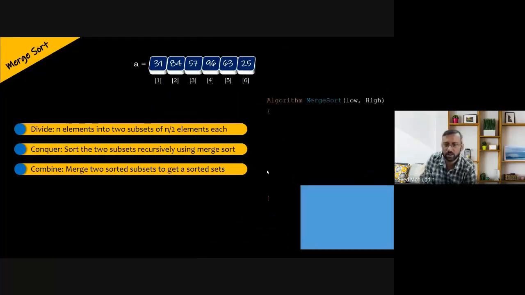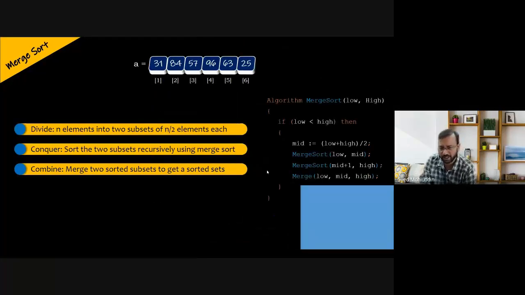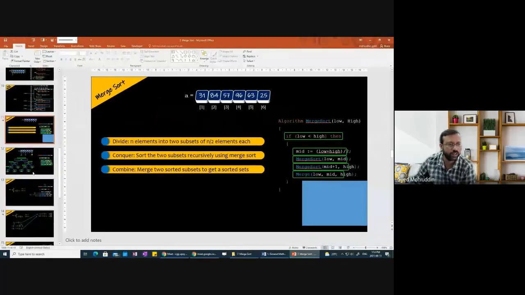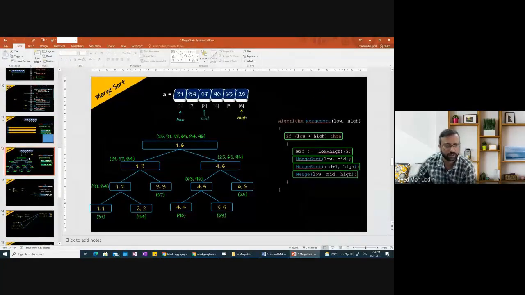Now let us look at the time complexity. Let us quickly solve the time complexity. This is the divide part. We divide it. We call merge sort, passing mid plus 1, then performing merge. Now let us quickly look at the time complexity of this merge sort algorithm.